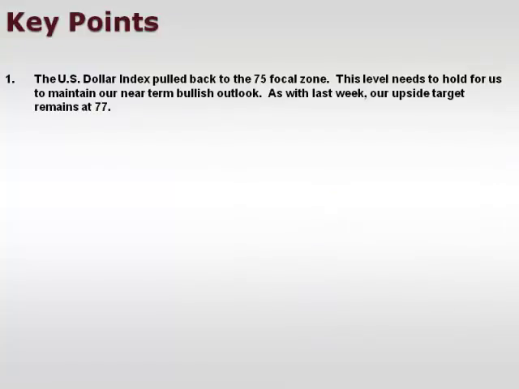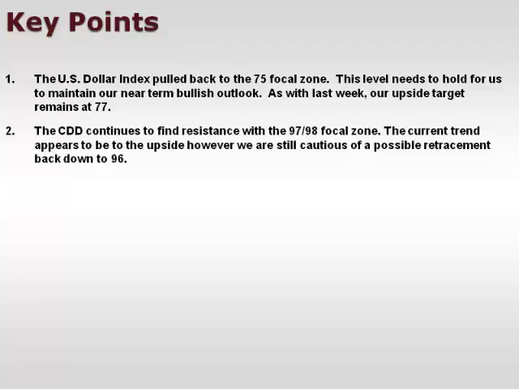Let's take a look at a few of our key points. First of all, the U.S. dollar index has pulled back to the 75 focal zone. This level needs to hold for us to maintain our near-term bullish outlook. As with last week, our upside target remains 77. The CDD continues to find resistance within the 97.98 focal zone. The current trend appears to be to the upside. However, we are still cautious of a possible retracement back down to 96.